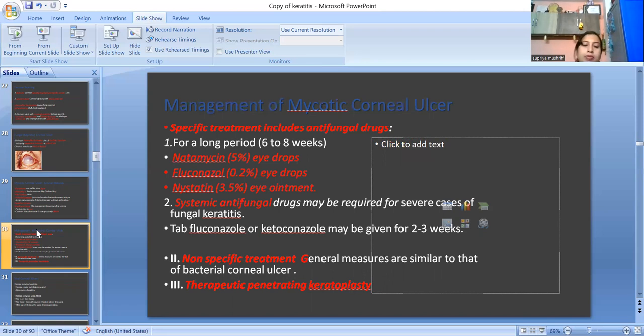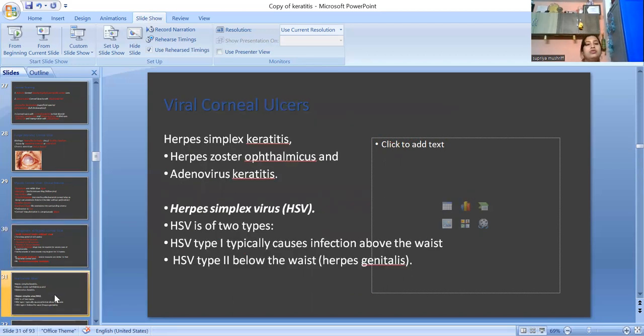Non-specific treatment includes general measures similar to those for bacterial corneal ulcer, as we have discussed earlier. And ultimately, in the last stage, treatment can be done by therapeutic penetrating keratoplasty. Now comes viral corneal ulcer, which is caused by a virus and is also known as viral keratitis. Under it come herpes simplex keratitis, herpes zoster ophthalmicus keratitis, and adenovirus keratitis.